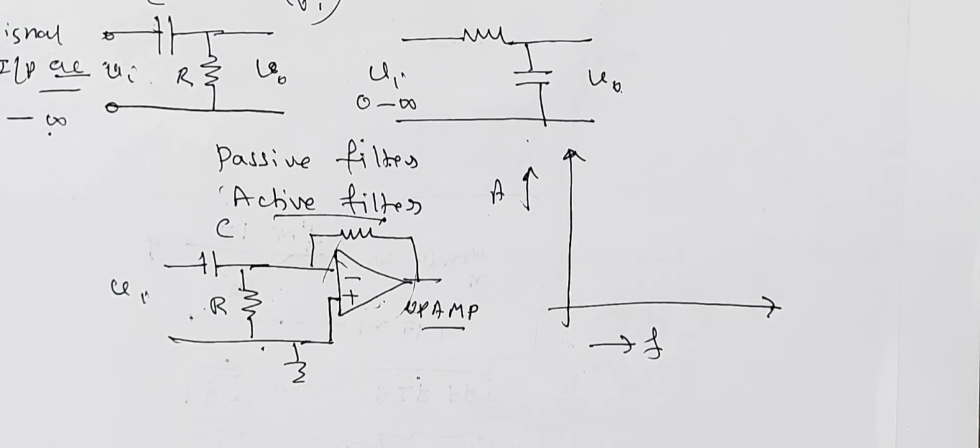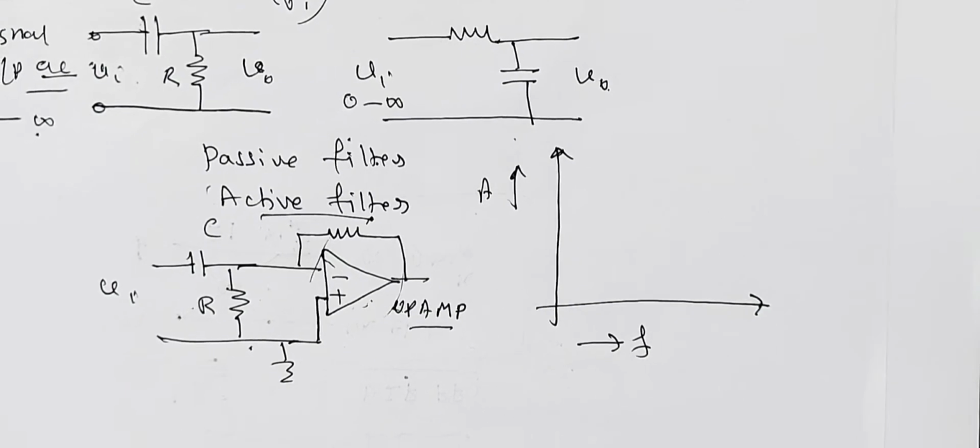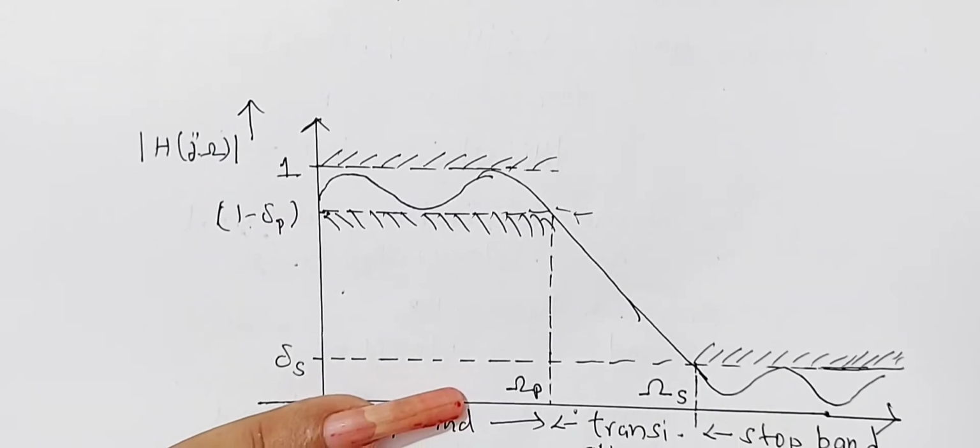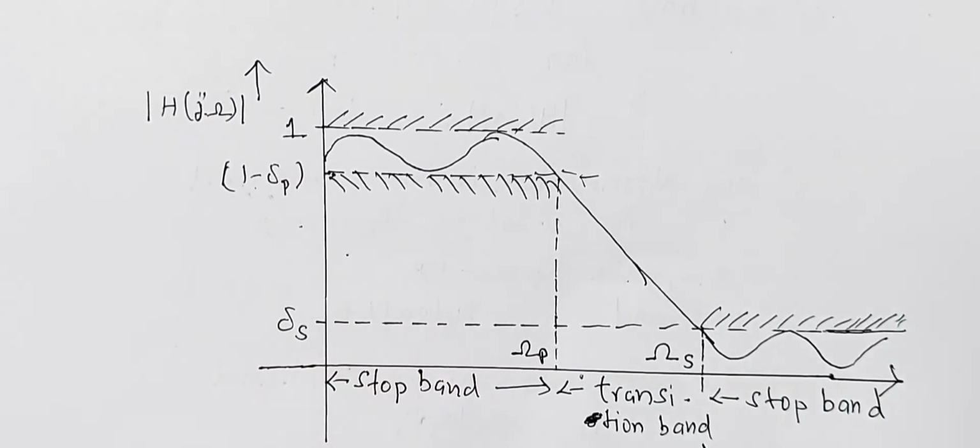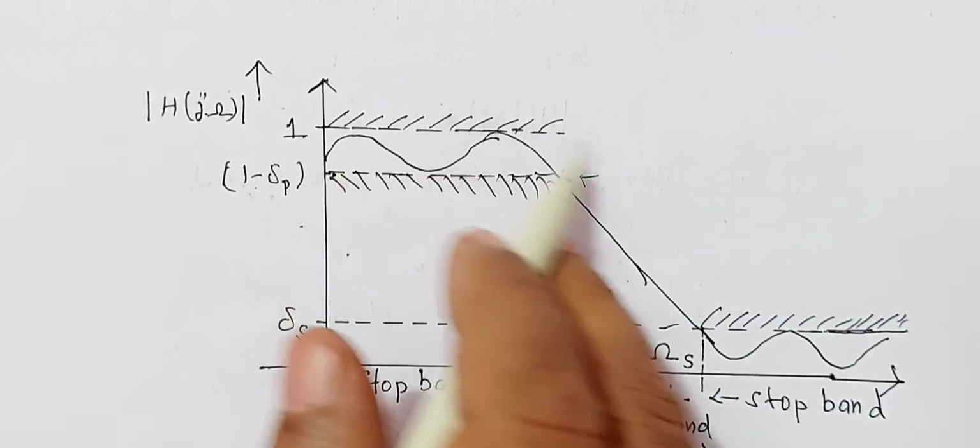Then you should know the specification of this filter. By drawing the magnitude frequency response of any filter, you have to give the specification. What are those specifications? See this figure. To study this specification, I will consider the magnitude frequency response of a low pass filter. This is a low pass filter.